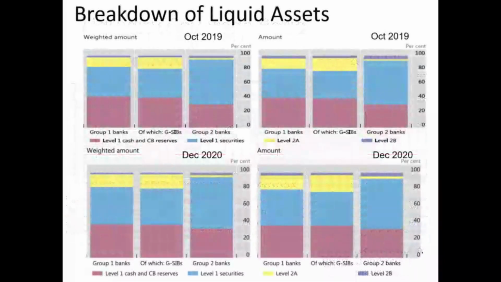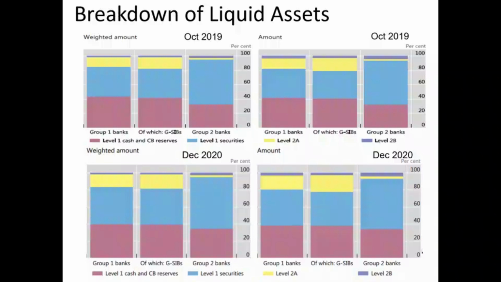In these charts, we have a breakdown of the liquid assets. On the top half, we have October 2019. On the bottom half, we have December 2020. On the left-hand side, we have the weighted amount compared to the right-hand side, which is the actual nominal amount. And it's all in percentage terms. As part of the liquidity coverage ratio requirement, you must have certain securities at what's classed as Level 1 and Level 2. For more information on what is Level 1 and what is Level 2 regarding assets, do have a look at the finite detail of the liquidity coverage ratio within the Basel III document.